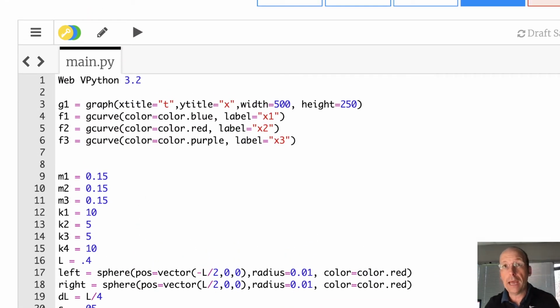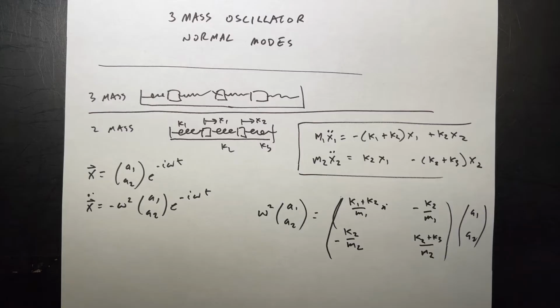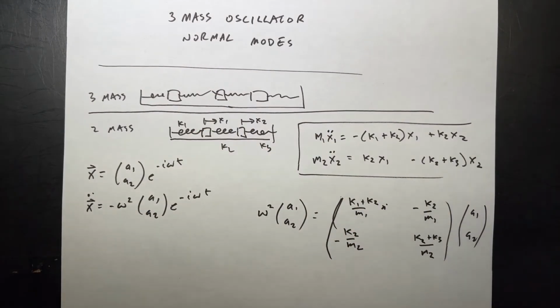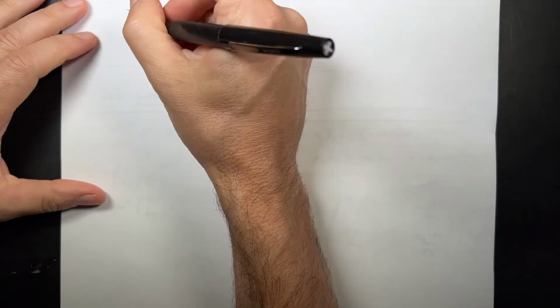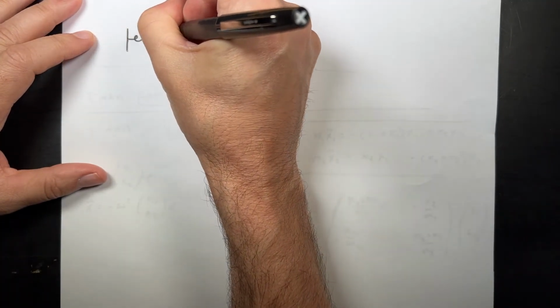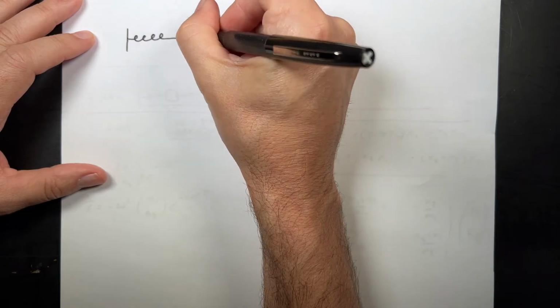Okay, so let's go back to the 3 masses. That was really quick. So here are my 3 masses. I'm going to do the generic case. So I have the 3 masses. Mass 1.